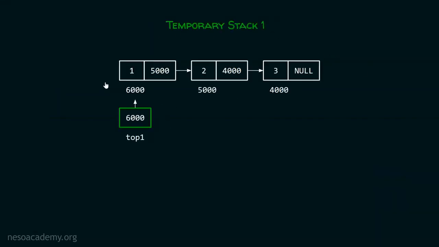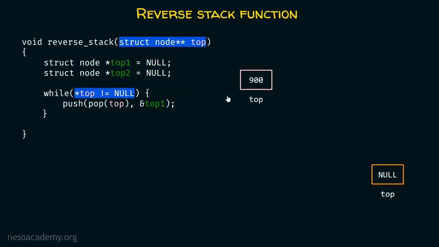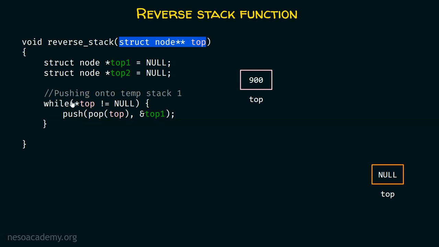This is how our final linked list looks like, right? This is temporary stack 1. You can see the topmost element of this temporary stack is 1 and the bottommost element is 3, right? Now again we will check, is star top equal to null? Yes, star top is equal to null. Therefore we will get outside of this while loop and we're done with this. We are successful in inserting all the elements of the original stack onto the temporary stack 1. And I have put a comment over here that is pushing onto temporary stack 1, right?